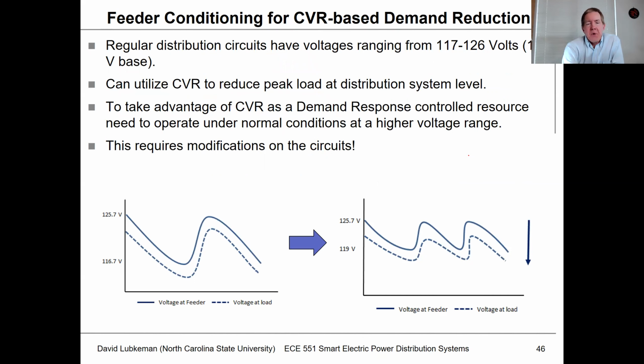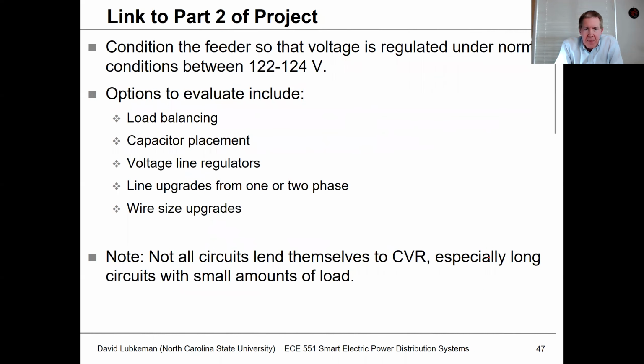And so as I mentioned before, feeders typically have voltage profiles where the voltage drops down to a pretty low value until we finally boost it back up. And what we have to do for CVR is find a way of making sure this voltage is levelized, so we'll have the headroom needed to get the voltages reduced. We looked at this before: load balancing, capacitor placement, line regulators, line upgrades, and things like that.